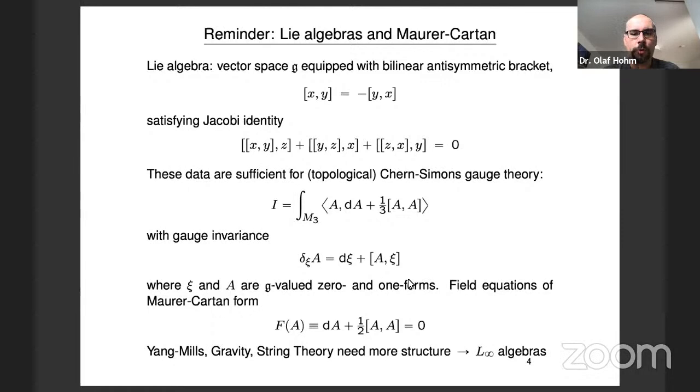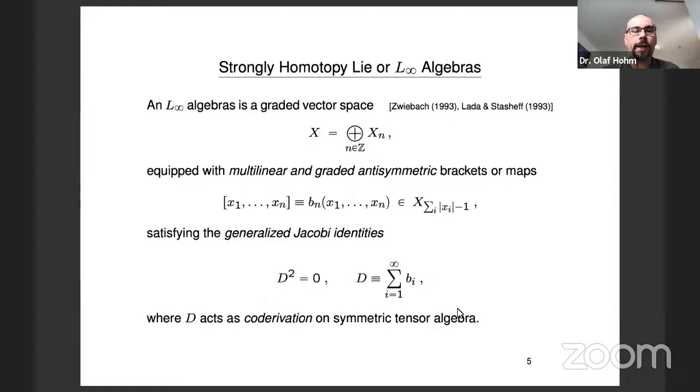Although, coming from this Chern-Simons viewpoint, it may sound a little surprising at first sight, because we normally think that this particular formulation is something rather special for topological field theories. Okay, so let me get started and explain this. So here's the definition of an L-infinity algebra, or what's also called a strongly homotopy Lie algebra.